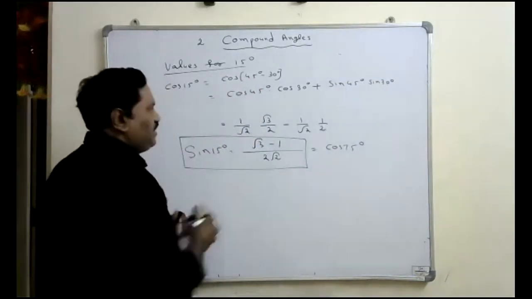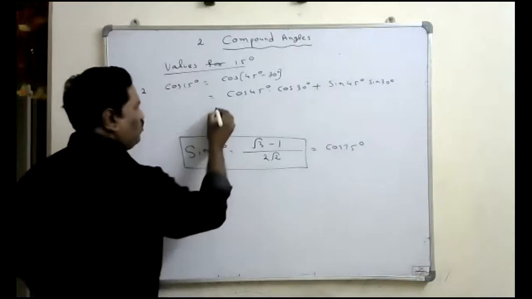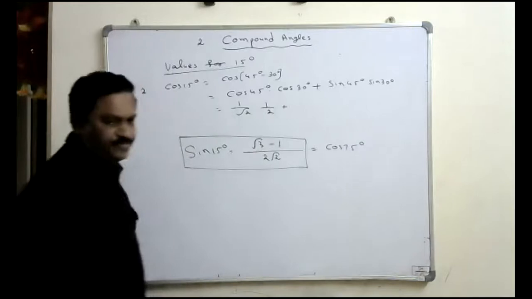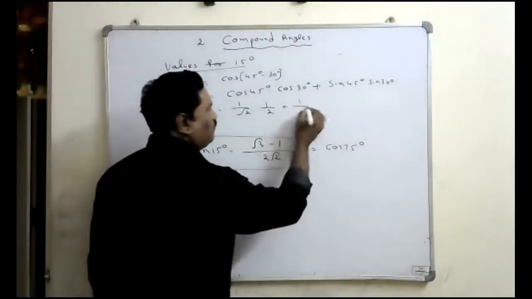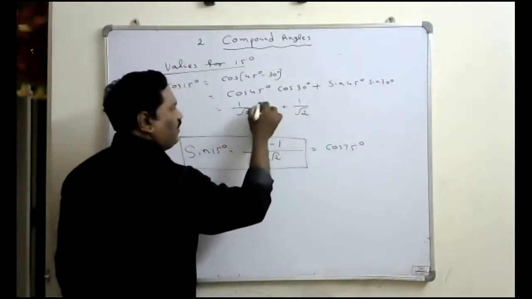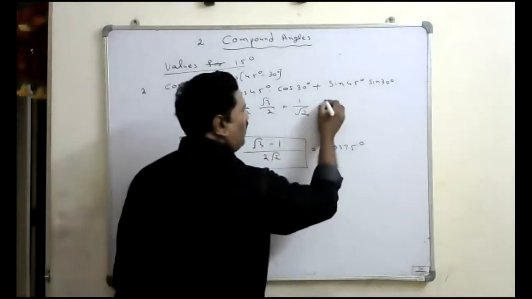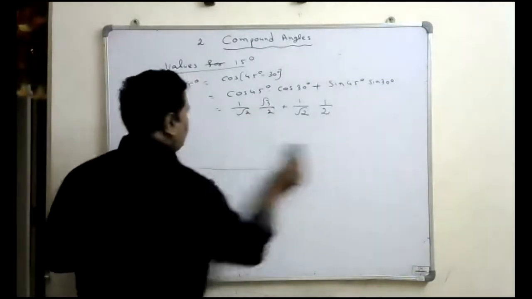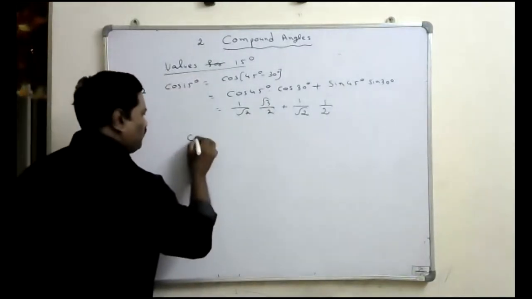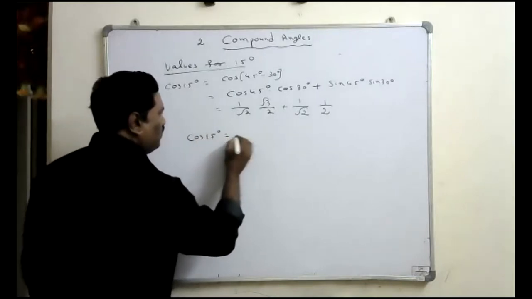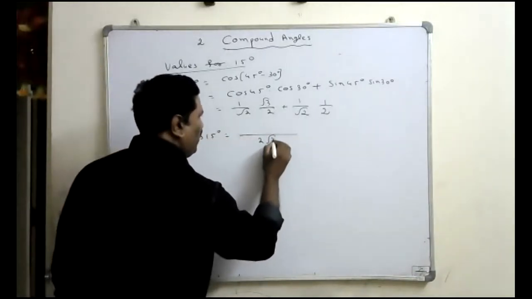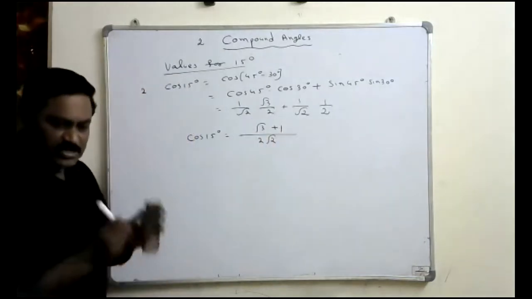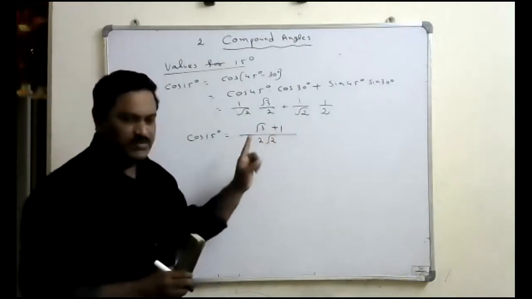So here cos A means cos 45 degree, which is 1 by root 2. Cos 30 is root 3 by 2, and sin 45 is 1 by root 2, and sin 30 is 1 by 2. Here also you can observe that the LCM is 2 root 2. So cos 15 degree is equal to, the numerator is root 3 plus 1. Therefore, the value of cos 15 degree is root 3 plus 1 by 2 root 2.